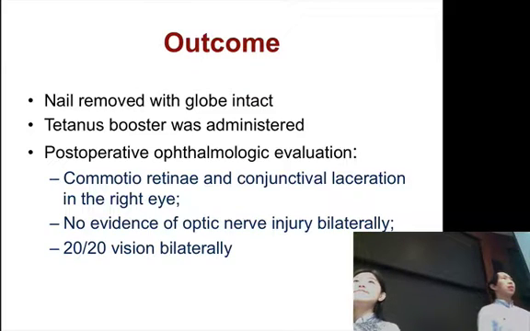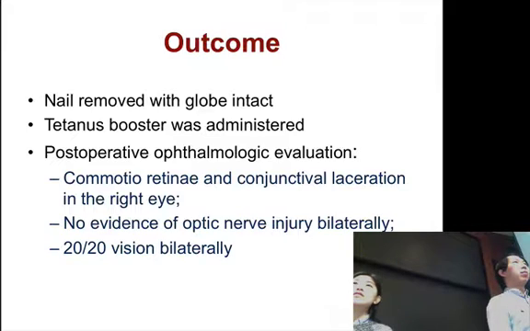Can you explain why they give a tetanus booster? Because there would be rust on the nail, which would be a risk of infection and a major cause of tetanus. So a tetanus booster is needed.